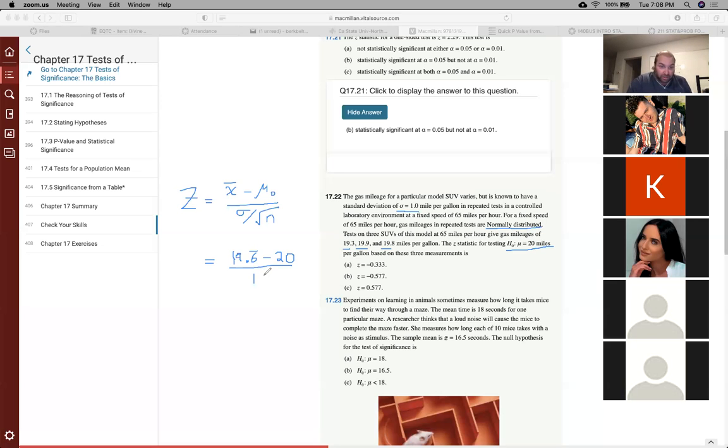Excellent. And what is n in this case? 3. There's 3 values. So I take my 19.6 bar and I subtract 20, and then I divide by 1 over the square root of 3. And when I do that, I get negative 0.577.